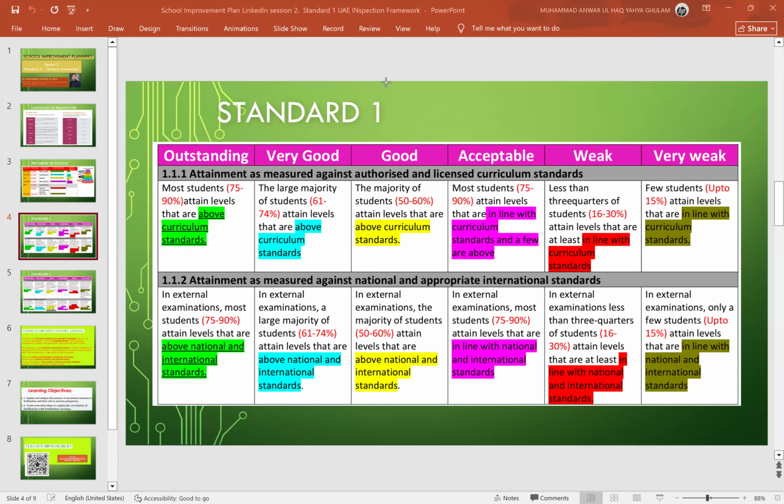Now, one more thing you should remember: this slide is talking about standard 1, and standard 1.1 is related to attainment. And in attainment, there are 4 substandards. If you look at this language, please.